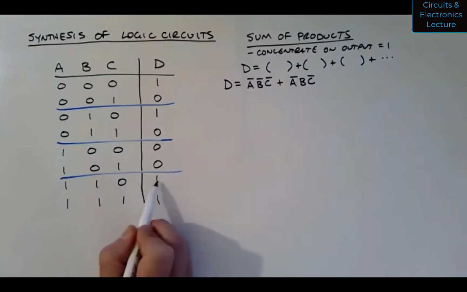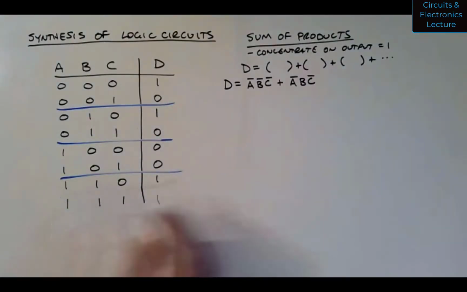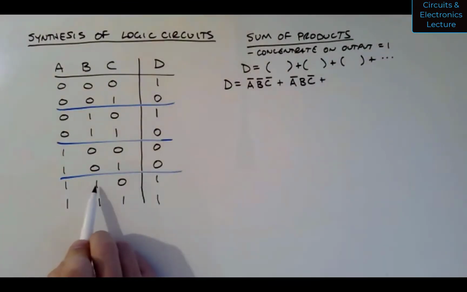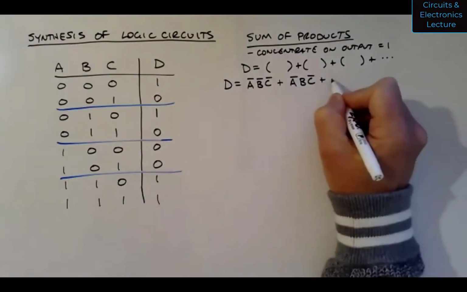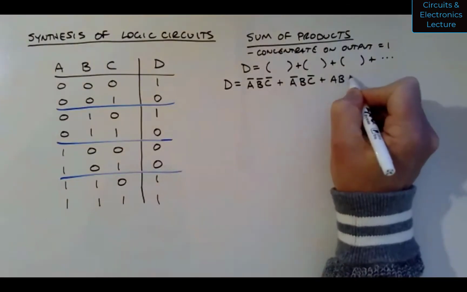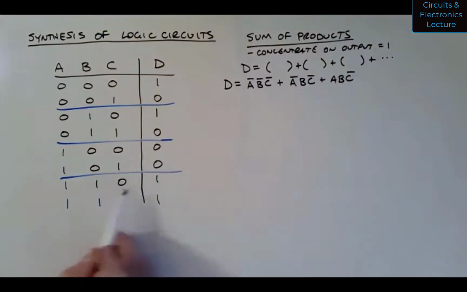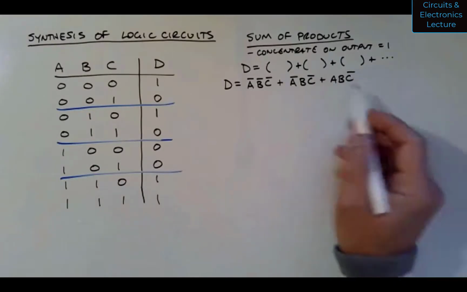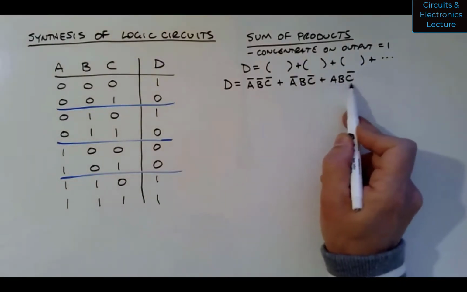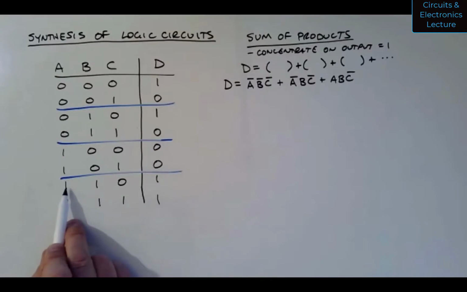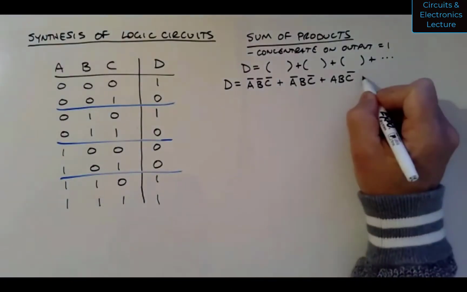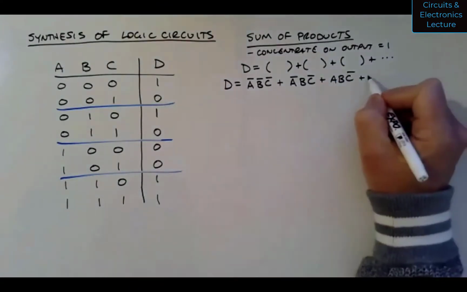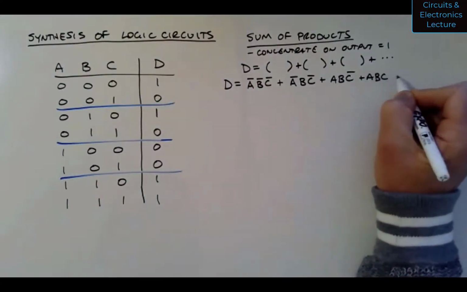Okay, my next row for which the output is 1. I have to leave A alone, leave B alone, invert C. Right? So when I have 1, 1, 0, it's 1, 1, invert 0, I get 1. Again, here's a term that evaluates to 1 for this row down here. Okay, so let's do the last one. 1, 1, 1. A, B, C.